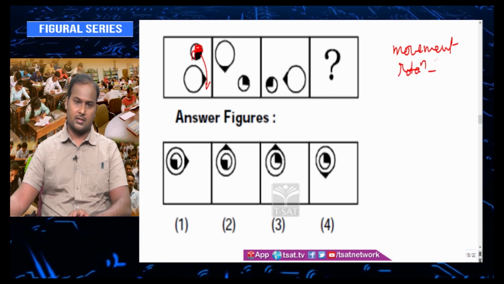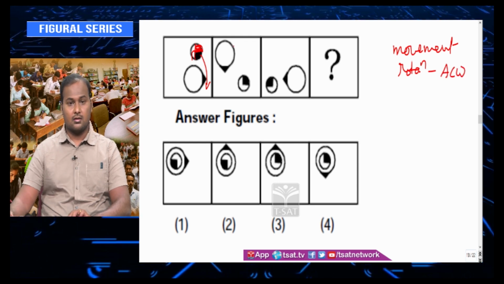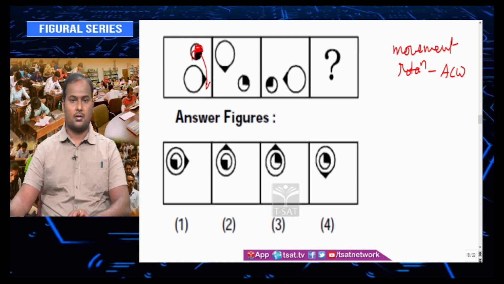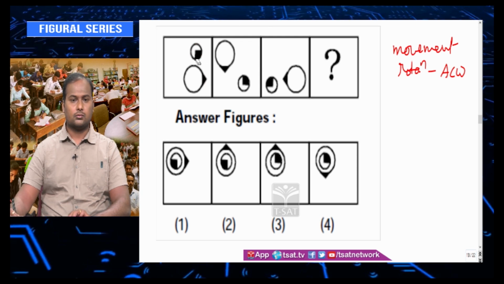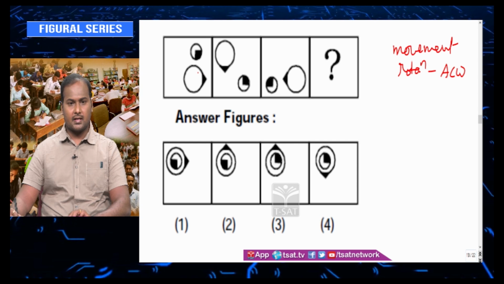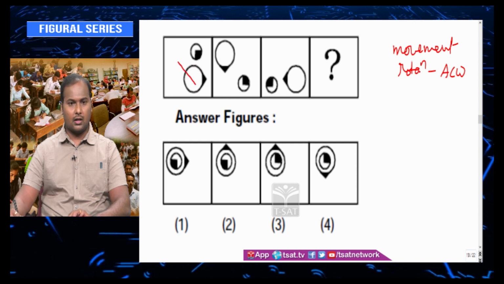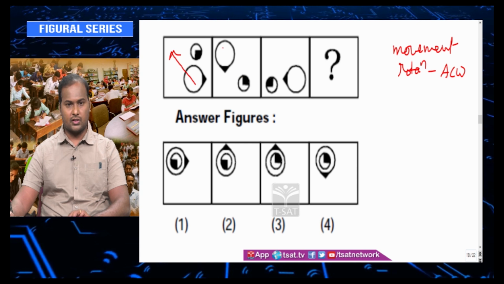The rotation is in the anti-clockwise direction for the smaller circle. This is for the smaller circle. What is the change we can observe for the bigger circle now? The bigger circle is moving diagonally to the opposite position. So now it has moved to this position.